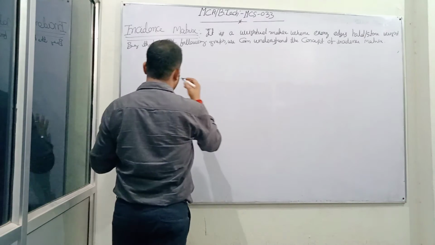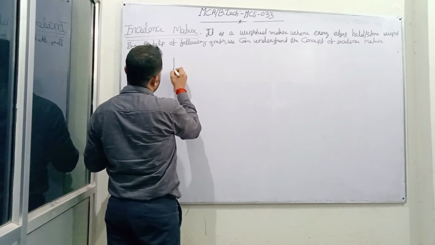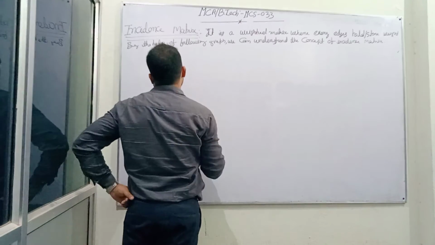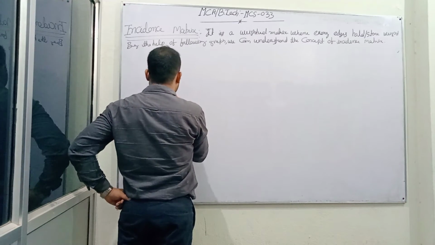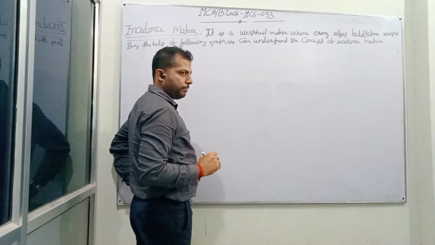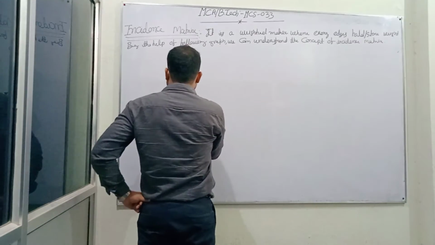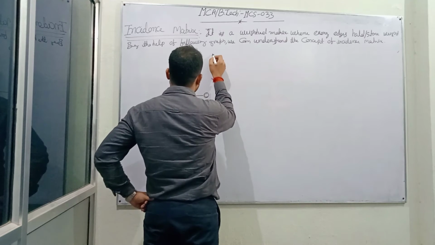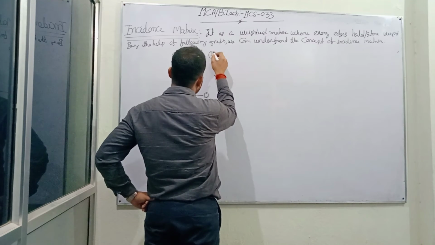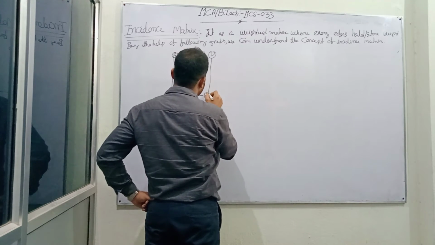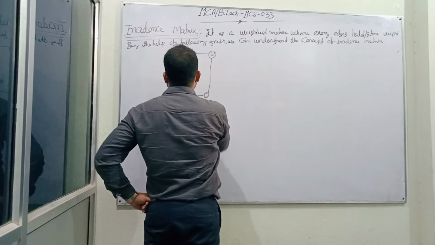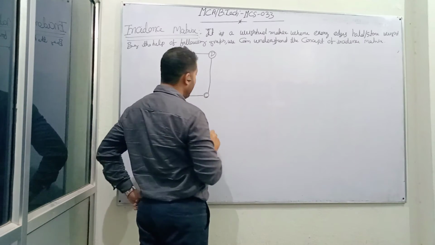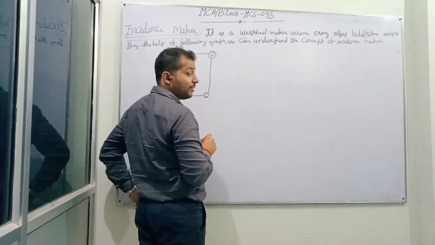So look at A, B. Here we will see C, D, like this, but here we will change. What we will change? Look at the board.